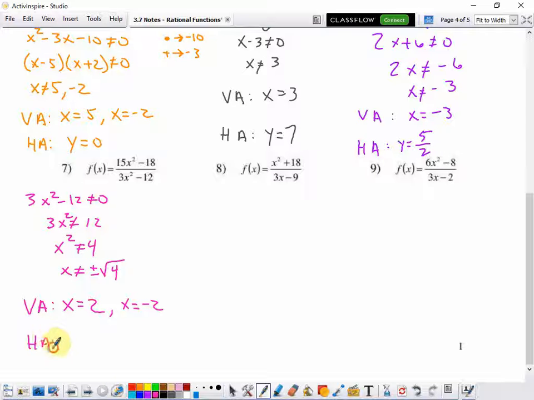The horizontal asymptote: my degrees match. The numerator and denominator both have a degree of 2. 15 over 3 is 5, so at y equals 5, there is a horizontal asymptote.